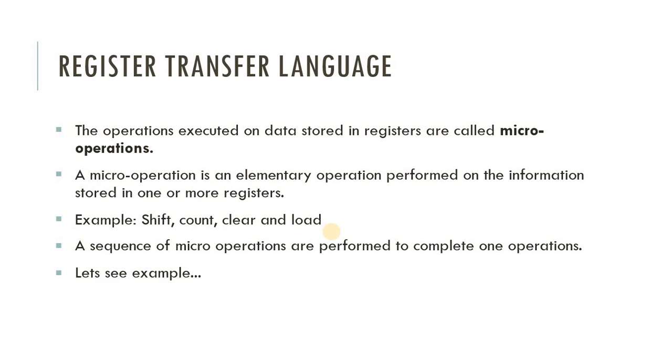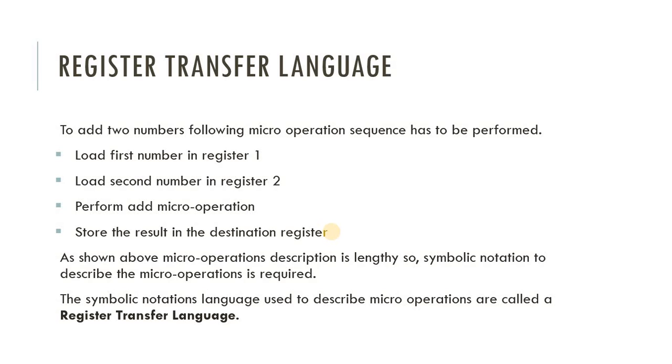So a sequence of micro operations are performed to complete one operation. Let's see one example. Suppose I want to add two numbers. So there is a sequence of operations we need to perform in the computer to add those two numbers. The first is the load operation. Load the first number in register 1. Then load the second number in register 2, perform the add micro operation, and store the result in the destination register. So these are the four sequence of operations we need to perform while performing the micro operation task.